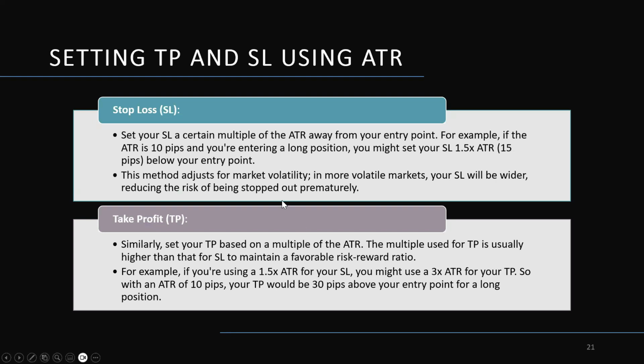So for example, let's say when we entered the trade, the ATR is 10. So we can say, let's put our stop loss at 1.5 times the ATR, which is 15 pips below our entry point. And how do we take our profit? We can also use the same multiple of, let's say, 3 times. So we know our entry point is when the ATR is at 10 pips. So we can say our take profit will be 30 pips above our entry point. So this is how we will manage our trade.